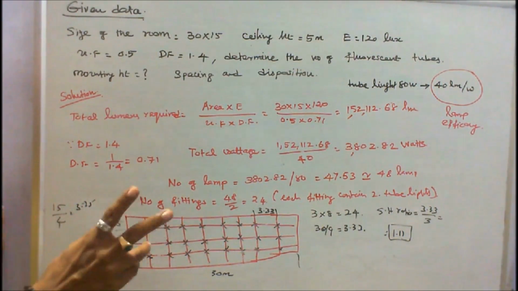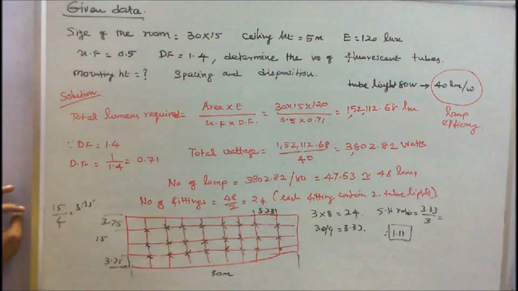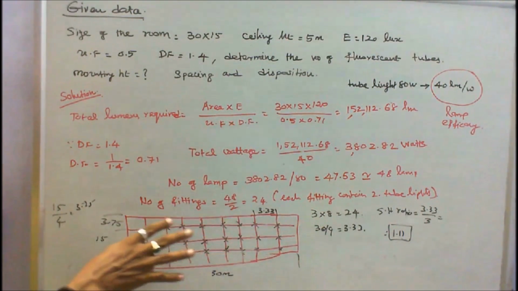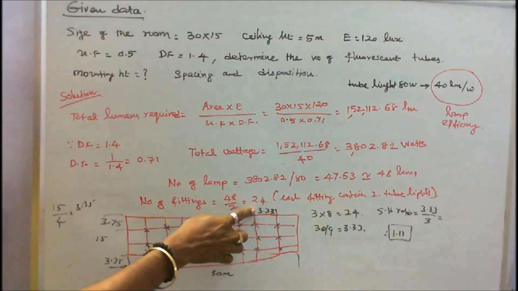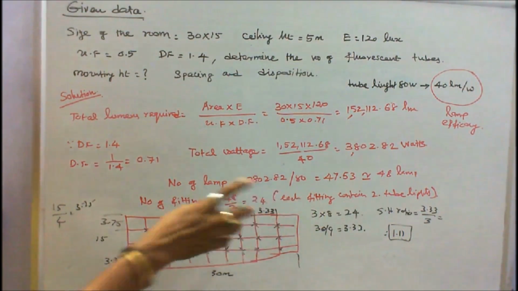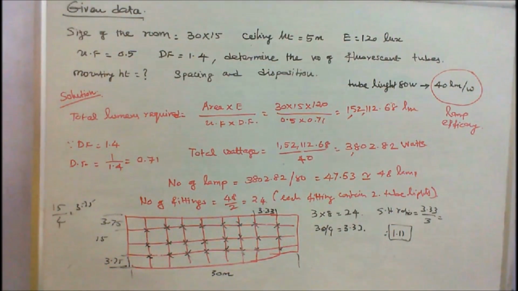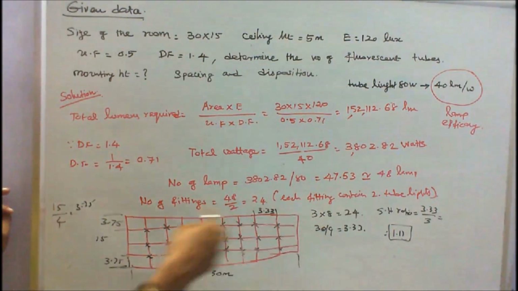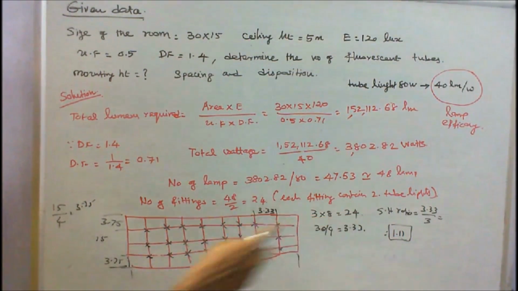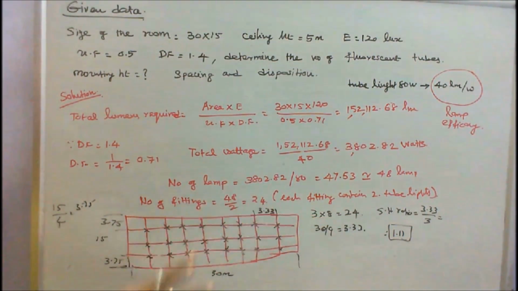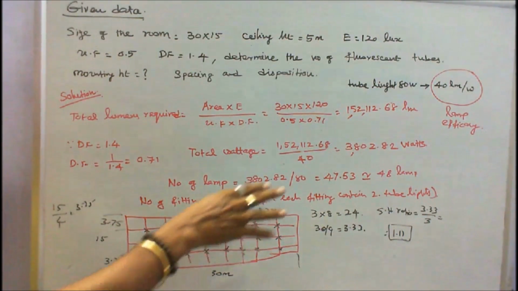Now we go for the number of fittings. Each fitting contains two 80 watt lamps. Therefore, the number of fittings is equal to 48 divided by 2, which is 24. Each fitting contains two tube lights. Here, 3 rows and 8 columns. Therefore 3 into 8 is equal to 24. We require 24 fittings. Total number of lamps is 48.